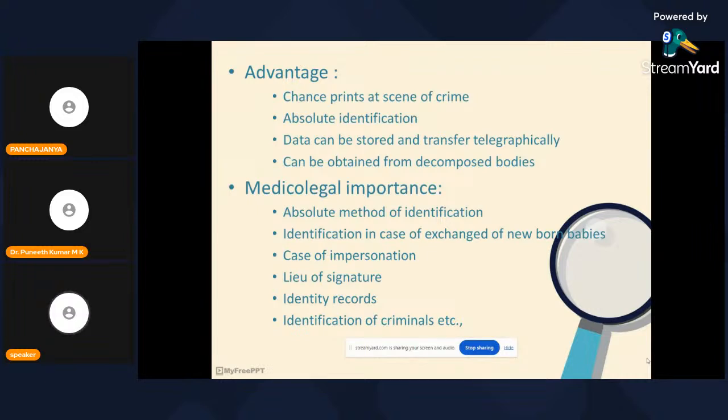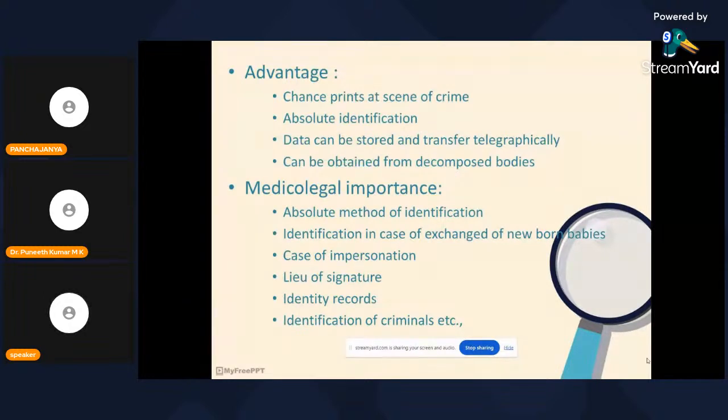If it matches, he will be considered the person who committed that crime. Based on that, identification is done. And then person impersonation, that is, claiming to be another person, or false naming, where identification is done under a false name.